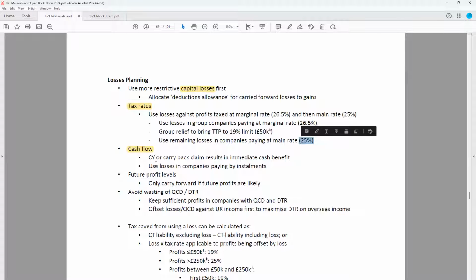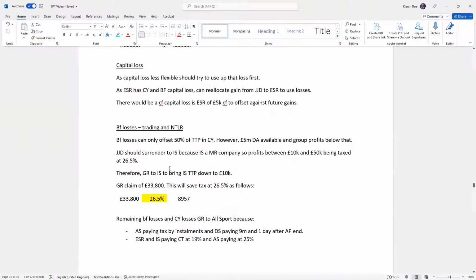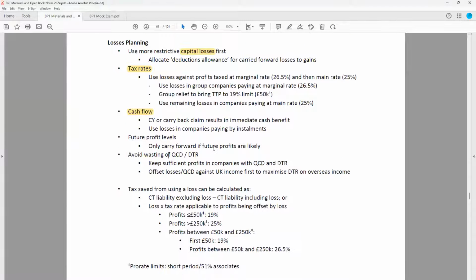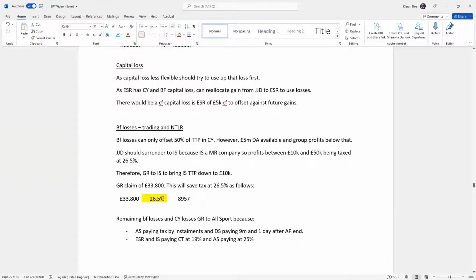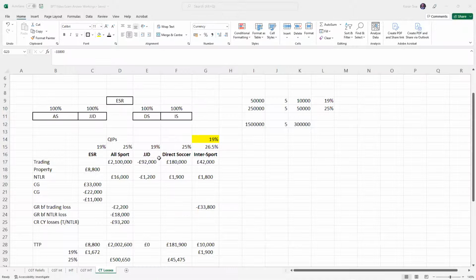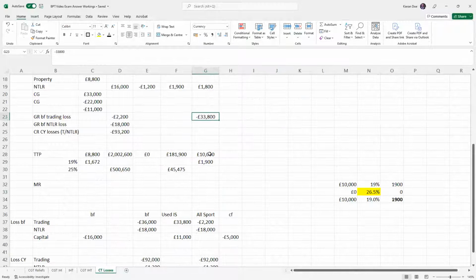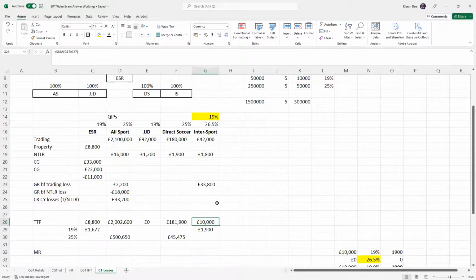Well, there's also the cash flow consideration to make, with the company paying by installments. And to calculate the tax saved from the loss, the quickest way is just to take the loss and multiply it by the tax rate applicable to those profits. So when I wanted to work out the tax saved on that group relief claim to bring Intersport down to this rate, how much tax is being saved on that?